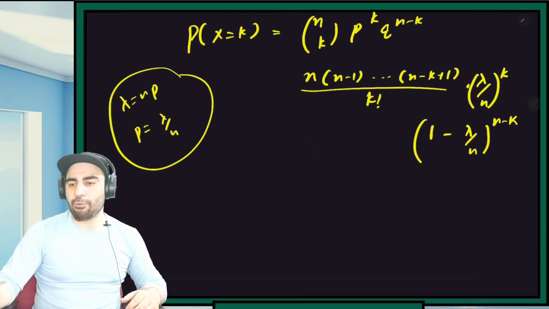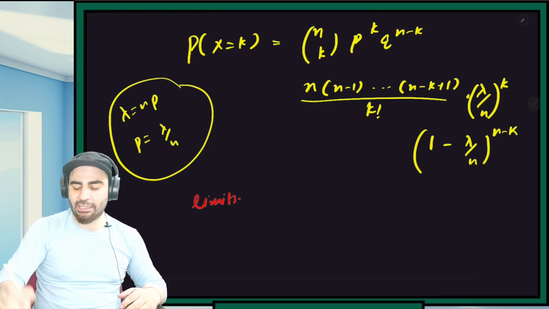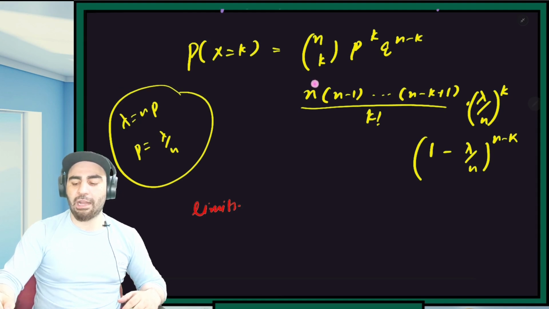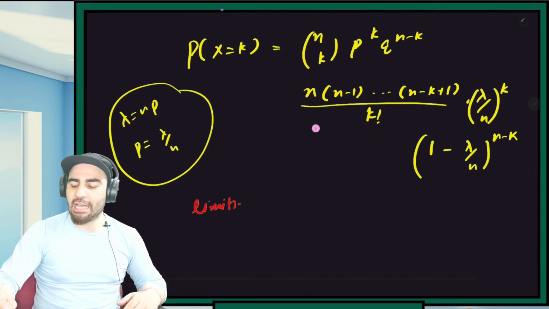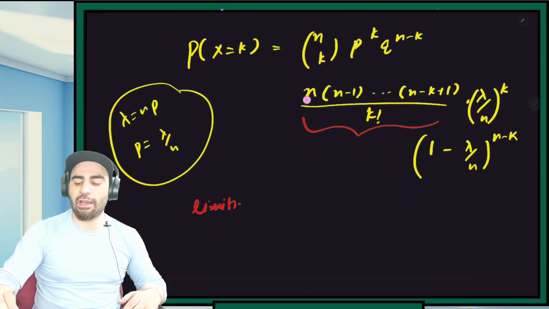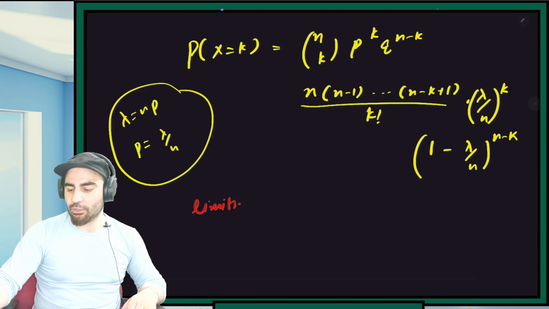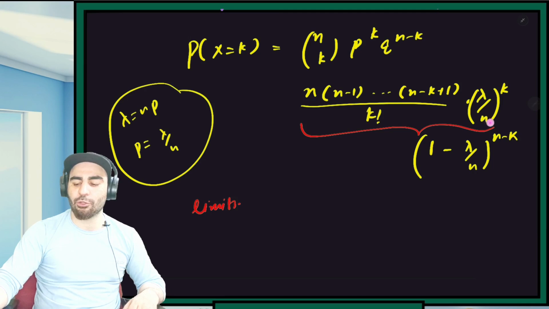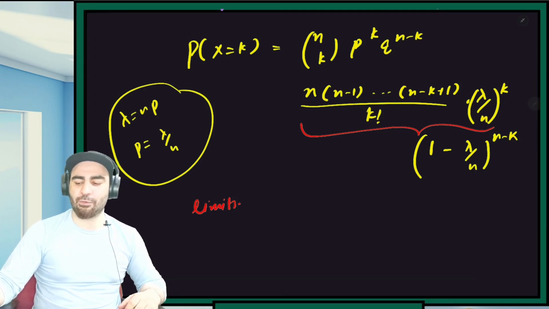Okay, now if you see this, these n terms are there. If I now use a little bit of calculus and limits, where n tends to infinity and p tends to 0, you will come to know that these n terms will cancel each other out. Here you have k factorial, and here you have, let's suppose, n to the power k. If you see this whole term, it will cancel, because in the denominator you have n and in the numerator you have n, and you have this k factorial.